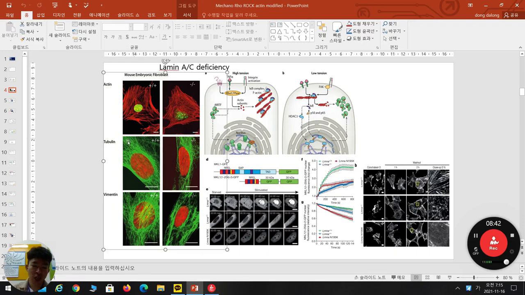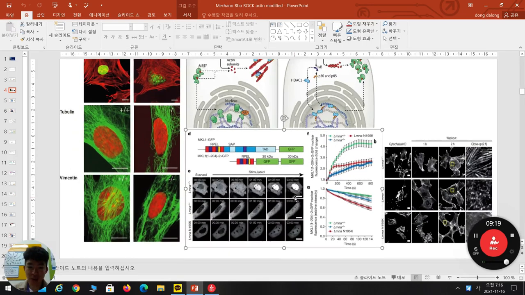Nucleus. When you see tubulin, tubulin is another component of the cell that makes up the cell structure. So tubulin is also well deposited left and right. In the case of vimentin, this intermediate filament is also developed, right? The only difference can be observed in the lamin, and then MRTFA going inside and going outside.